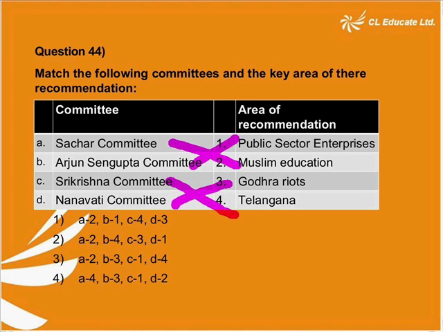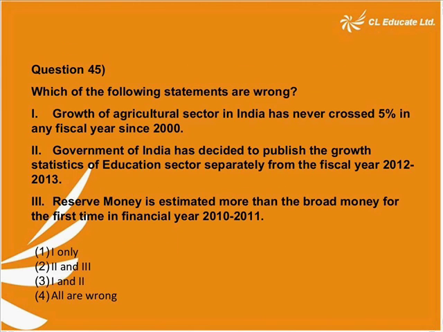First is right, of course, first is right. No, has never crossed. No, it has crossed. In 2004 and 5, there was a time there were 2 quarters when we crossed. Then 2 years back again we crossed 5%. So it's not right. Government of India has decided to publish the growth statistics for education sector separately from 2012. No, it's wrong. So the correct answer is all are wrong. And reserve money cannot be more than broad money. If you have a very basic idea of economics, it cannot be more than broad money any time.